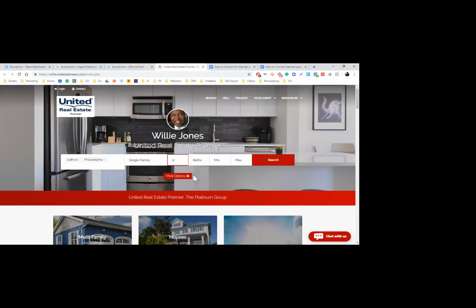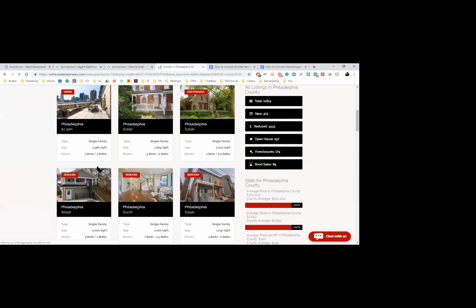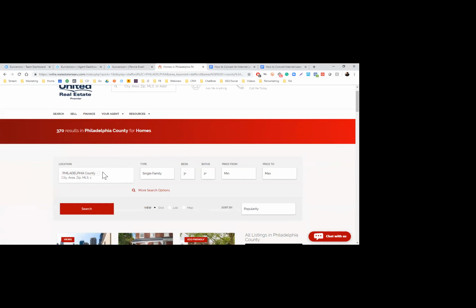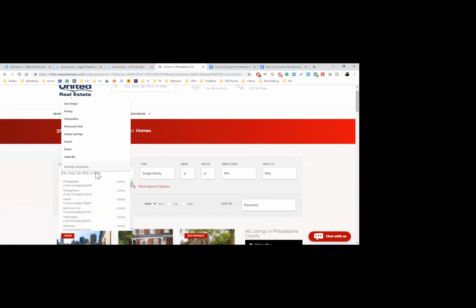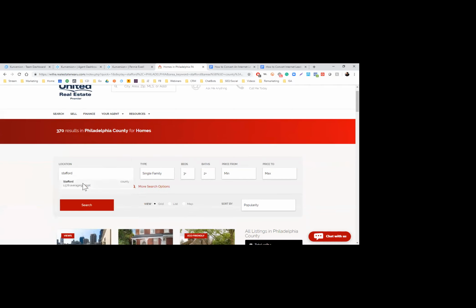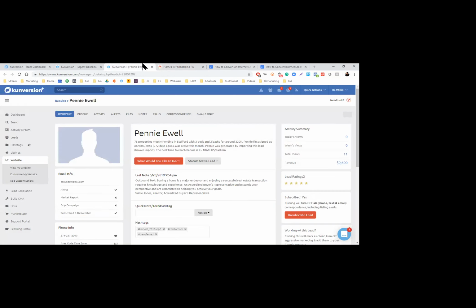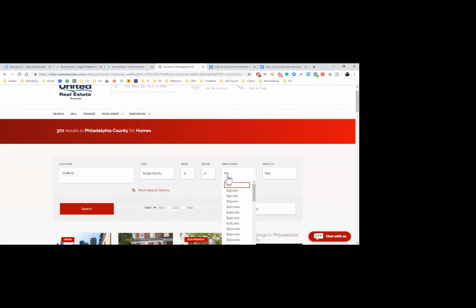Yeah. Okay. So with all of it being said, I don't know if you realize this, but right now you're educating me on the specific market. I don't know why I typed in Philly County. I meant to type in Stafford, the city of Stafford. There we go. And 3-bedroom, and let's do from like 300 to 350.